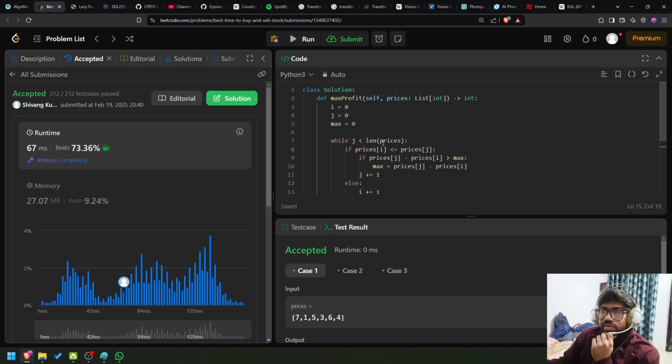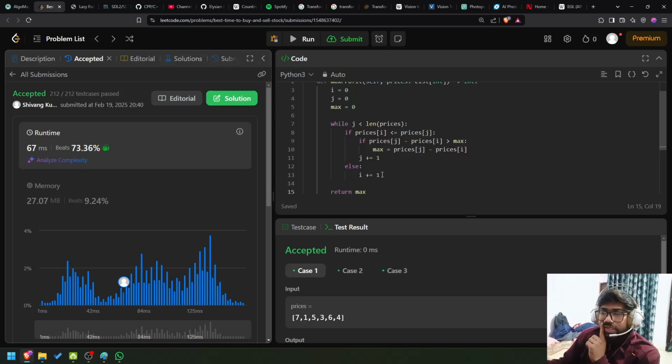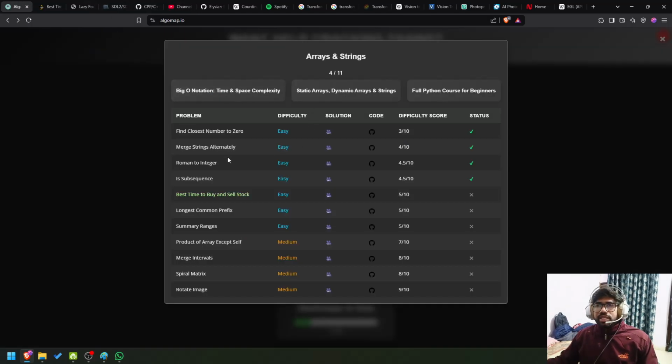While j less than the prices, if prices of i is less than or equal to prices of j, and if prices of j minus i is greater than max, then we update the max. Increment j by 1 nonetheless, or increment i. Return the max. I think this is a good solution for me, an O of n solution, right? Okay, I completed it on my own, but let's see the video solution.